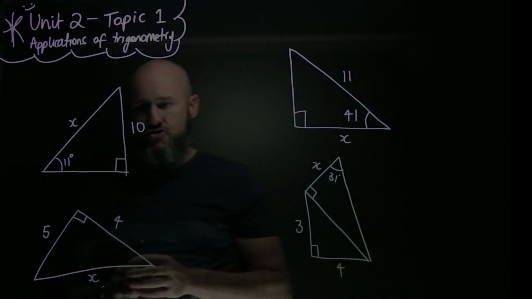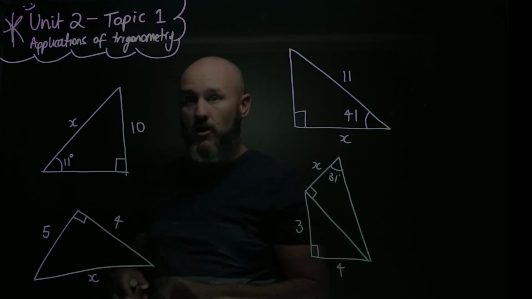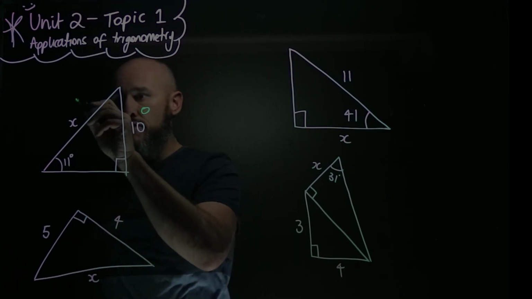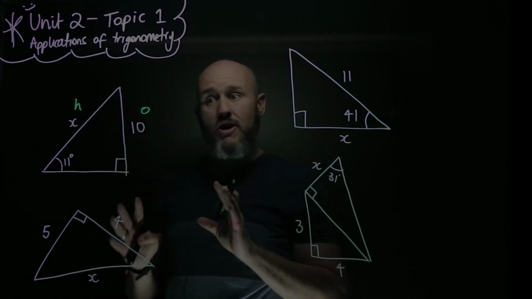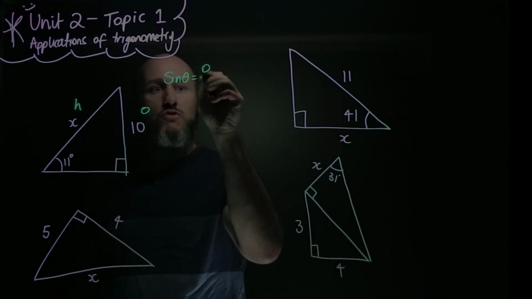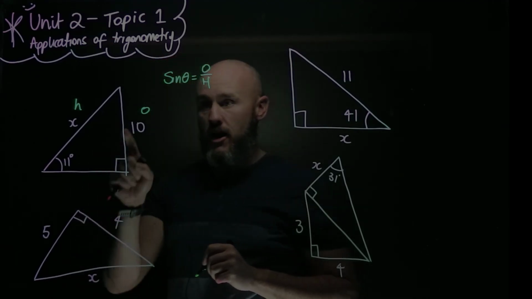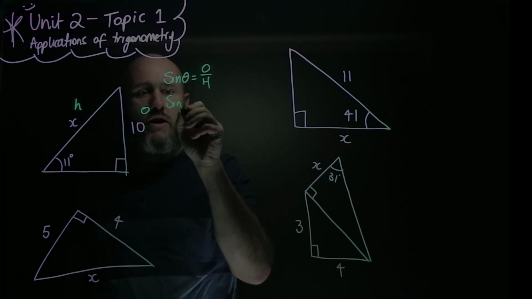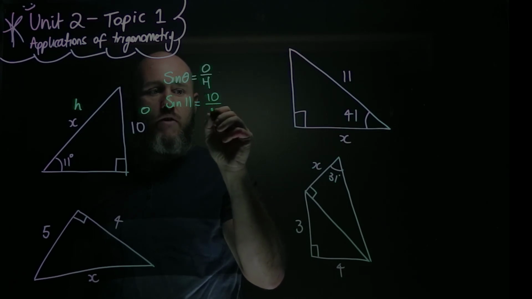So we need to find x in this triangle. It is a right angle triangle. I do have an angle and I can identify the sides. So this is obviously my opposite. It's opposite the 11. This is my hypotenuse. Right angle works. I go to my SOHCAHTOA and I recognise that sine of theta is equal to opposite over hypotenuse. That's what I want to work with. And now I'm going to put in the information I have. I have the opposite and the hypotenuse. So I've got sine of 11 is equal to 10 over x.